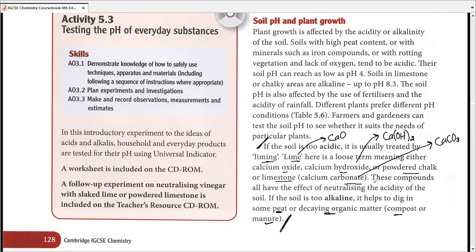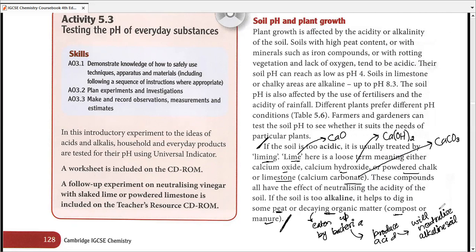Sir, could you explain this again? Yeah, I'm saying this organic material would be eaten up by bacteria or microorganisms, simply speaking. Now, bacteria in turn will produce acid as a waste, and this acid will neutralize the alkaline soil, right? So it's a stepwise process.